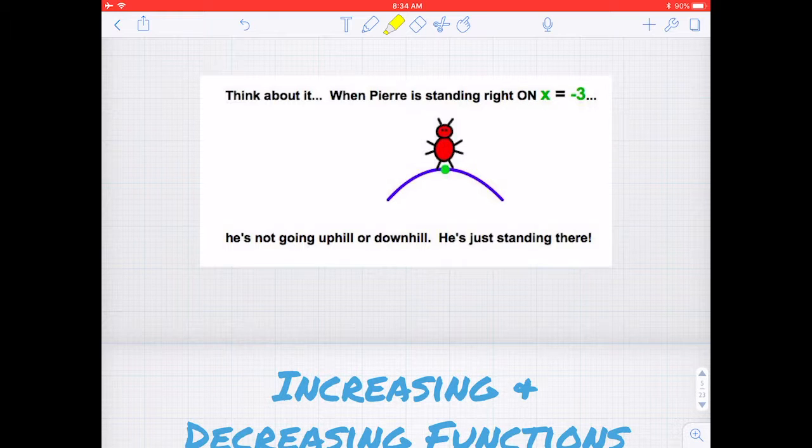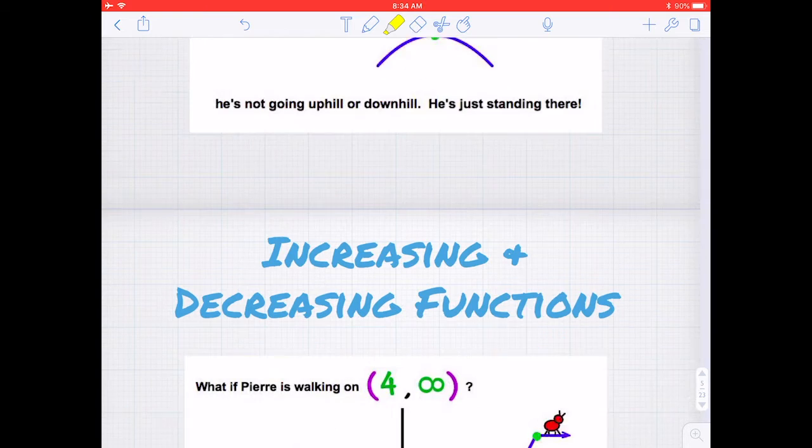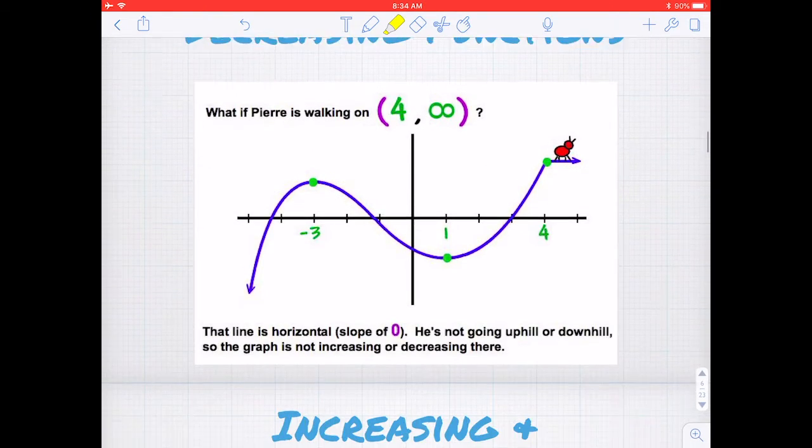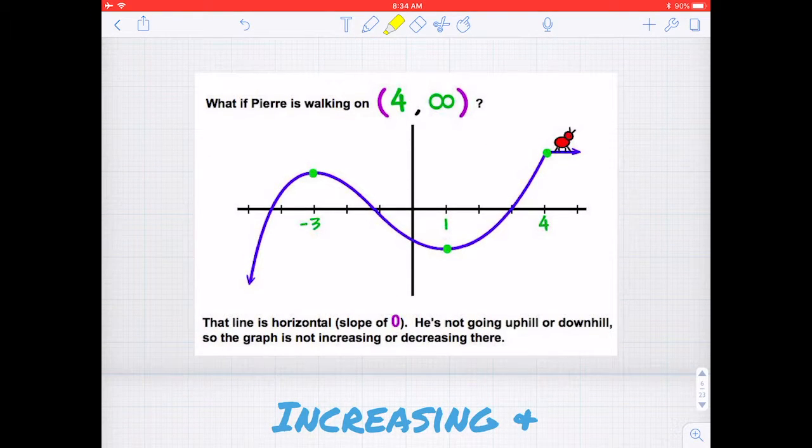Instead, it lets me know that that is one of my turning points. And then when I get over to this part where I see a line that just appears to be horizontal, this has a slope of 0, so it's a constant value. So when he's going from 4 to infinity, he is constant. He is no longer increasing. He's no longer decreasing. He's just walking straight across.